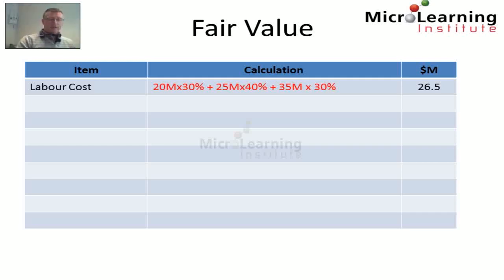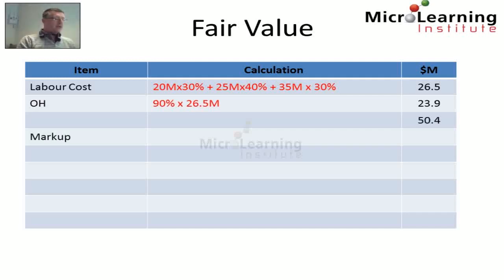$26.5 million. Next, we're told that industry best practice is to allocate overheads and plant operating costs at 90% of the expected labour cost. So overhead at 90% on top is added, 23.9, giving us a fair value to date in our calculation of 50.4.